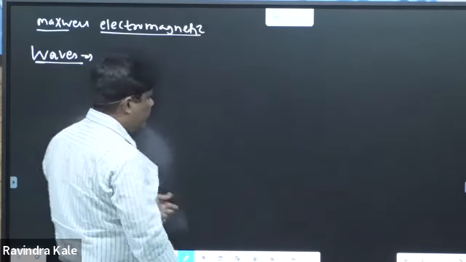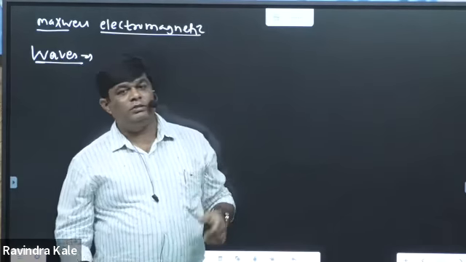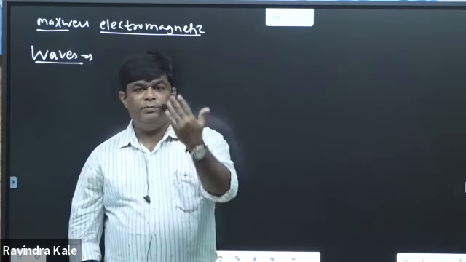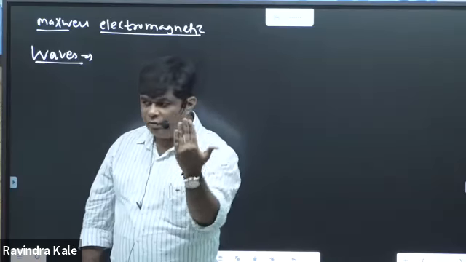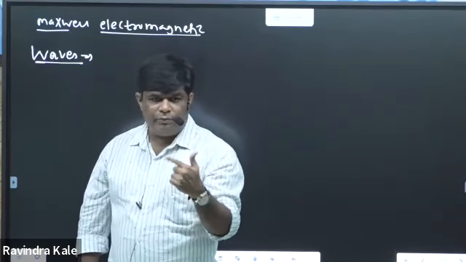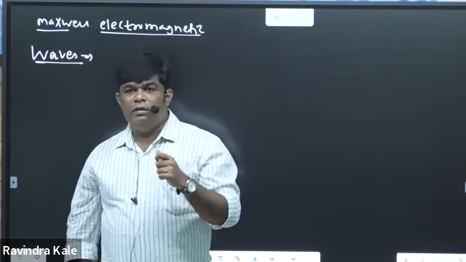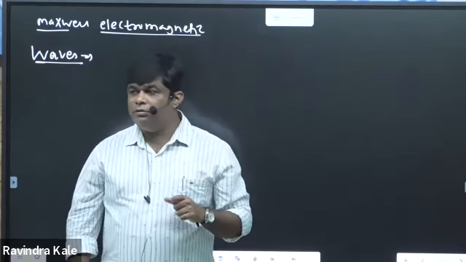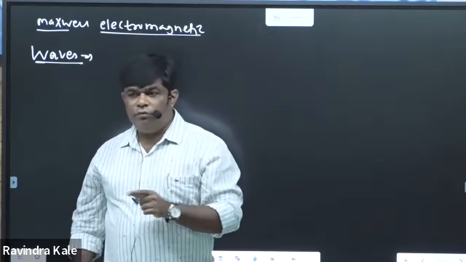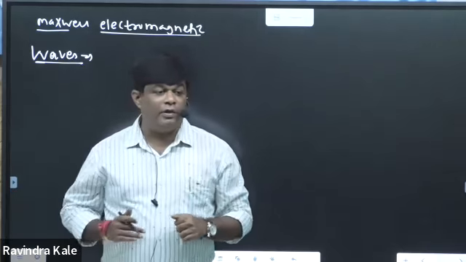Periodic disturbance produces in space called as the waves. समजा मी आता बोलतोय, साऊंड वेव्स तयार होतील की नाही? साऊंड वेव्स काय आलं? पिरियडिक डिस्टर्बन्स. ओके, समजा आपण म्हटलं की there is light passing through vacuum also. When light passes through vacuum, it produces the periodic disturbance.